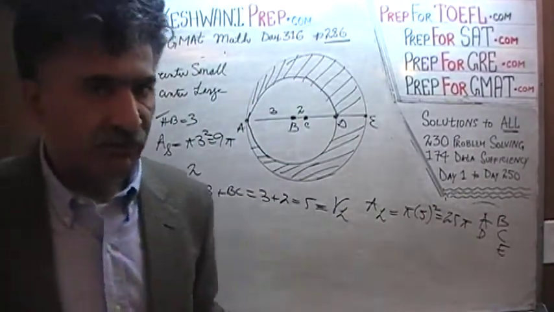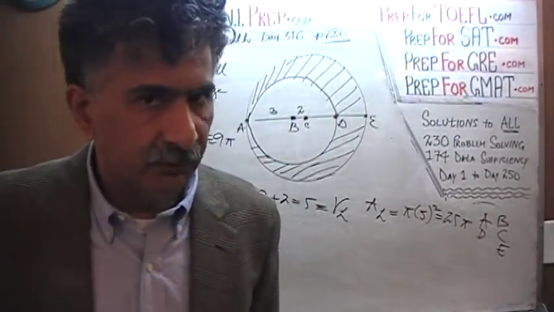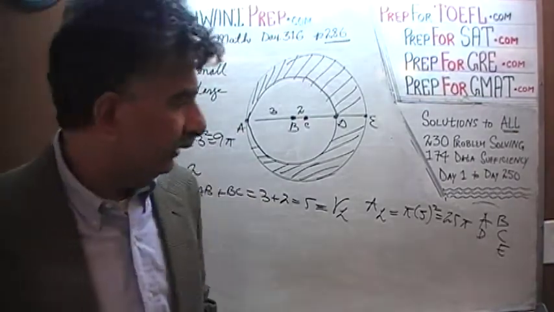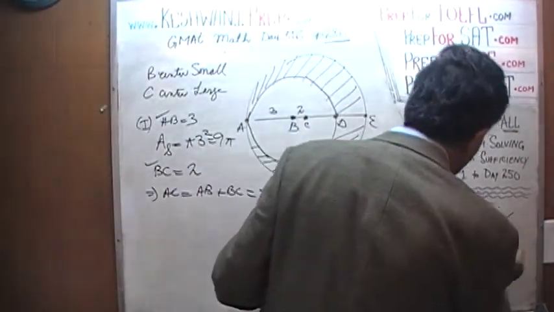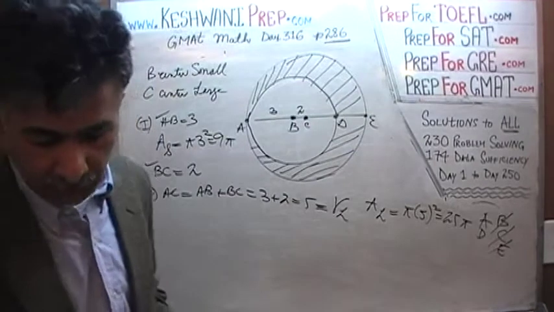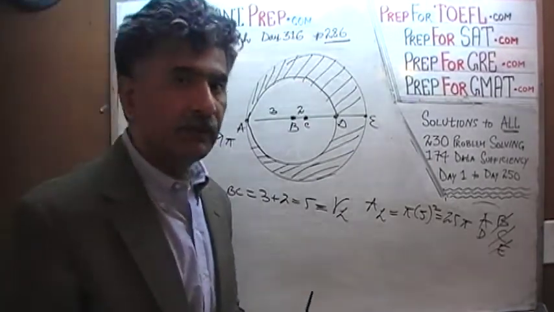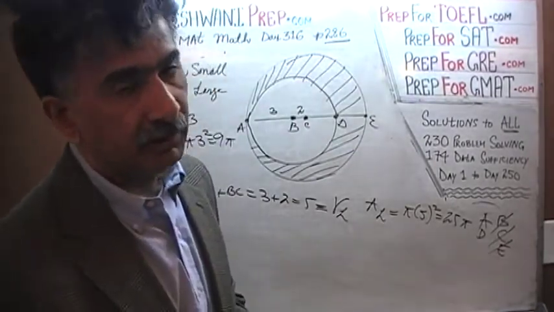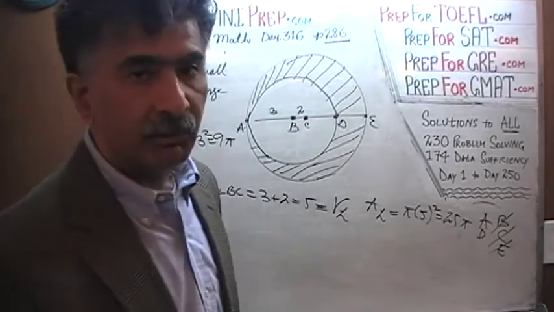Now that we established that the first statement by itself is enough, we know that the answer cannot be B, C, or E. It would have to be either A or D. If it turns out that the second statement by itself is also sufficient, then the answer would be D in that case. Otherwise, we'll stick with A.